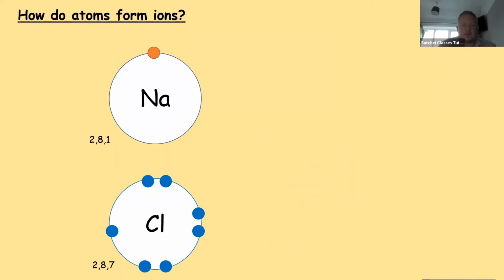Well, let's take a good look. For this, I'm literally going to focus on their last shell. I'm going to ignore all shells underneath. Sodium is in period 3, so it has 3 shells normally. The first shell is full with 2 electrons, the second shell is full with 8, and the last shell contains only 1. Now, energetically, it's easier for sodium to lose that electron than it is to gain 7 more to fill that third shell. So sodium will lose its electron.